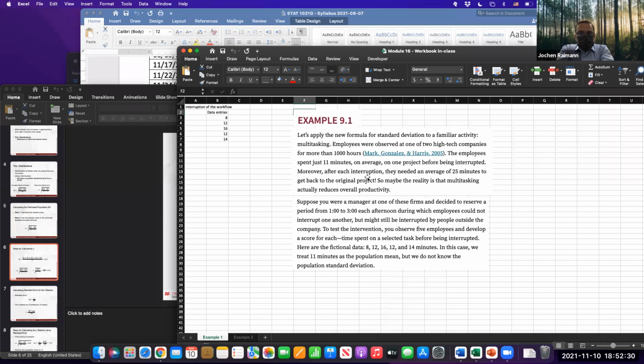Good. Suppose you were a manager of one of these firms and decided to reserve a period from 1 to 3 in the afternoon during which employees could not interrupt one another, but might still be interrupted by people outside of the company. To test the intervention, you observe 5 employees and develop a score for each, the time spent on a selected task before being interrupted. Here are the fictional data: 8, 12, 16, 12, and 14. In this case, we treat 11 minutes as the population mean.